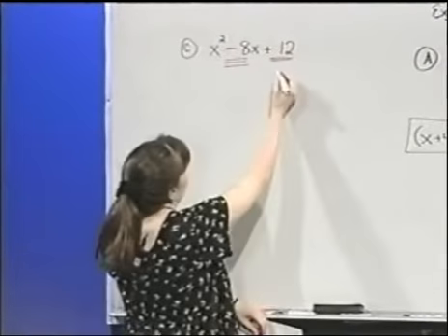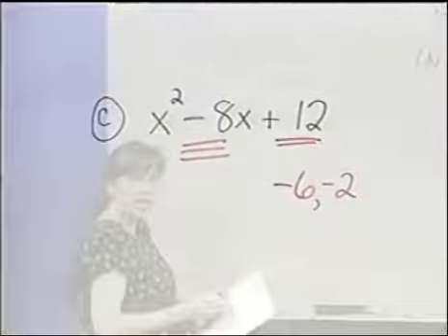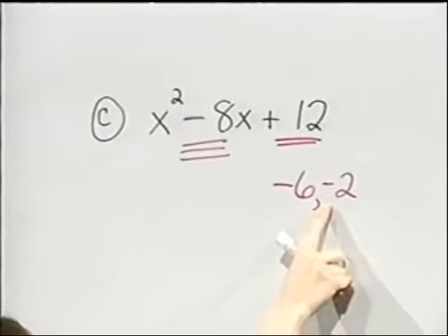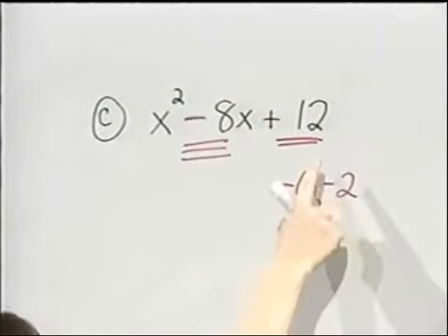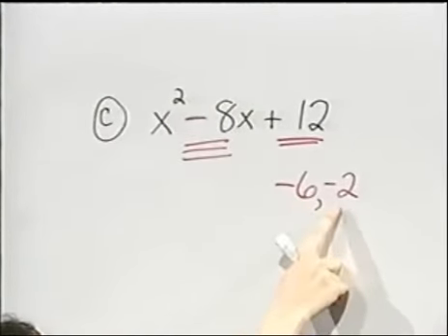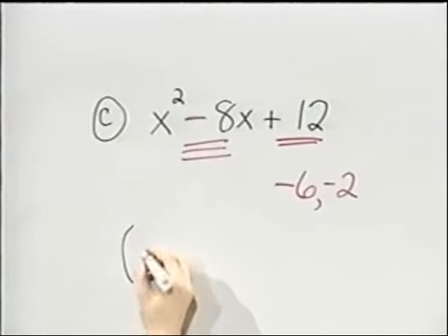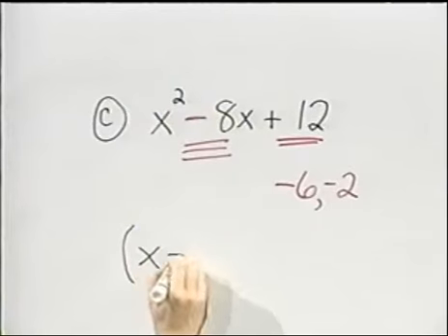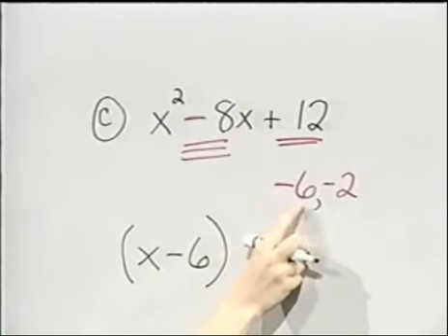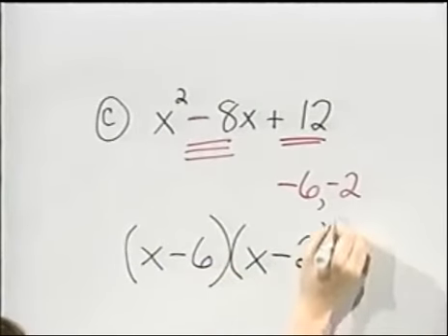So, let me tell you what these are going to be. I know that if I take negative 6 times negative 2, a negative times a negative gives you positive 12. And if I add negative 6 to negative 2, I get negative 8. And therefore, this time, the product has to look like this. x minus 6, right, because of the negative sign on the 6, times x minus 2.